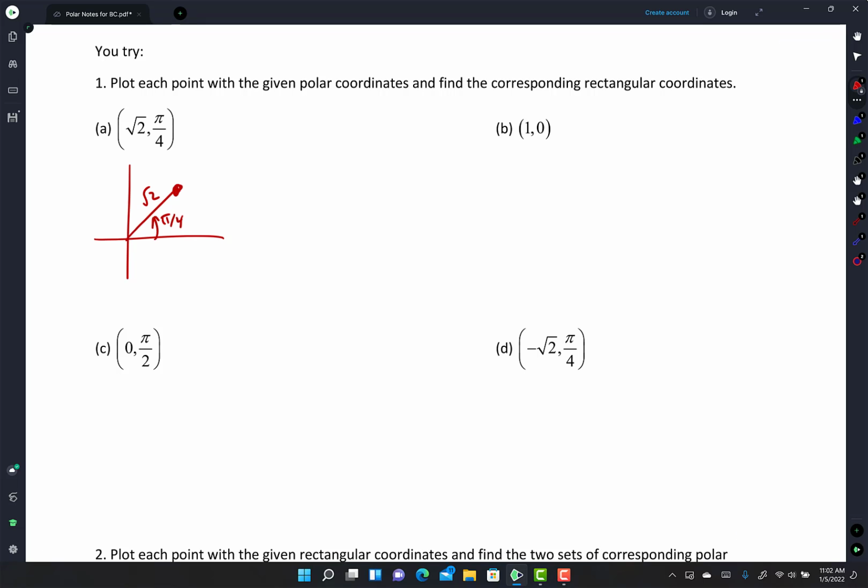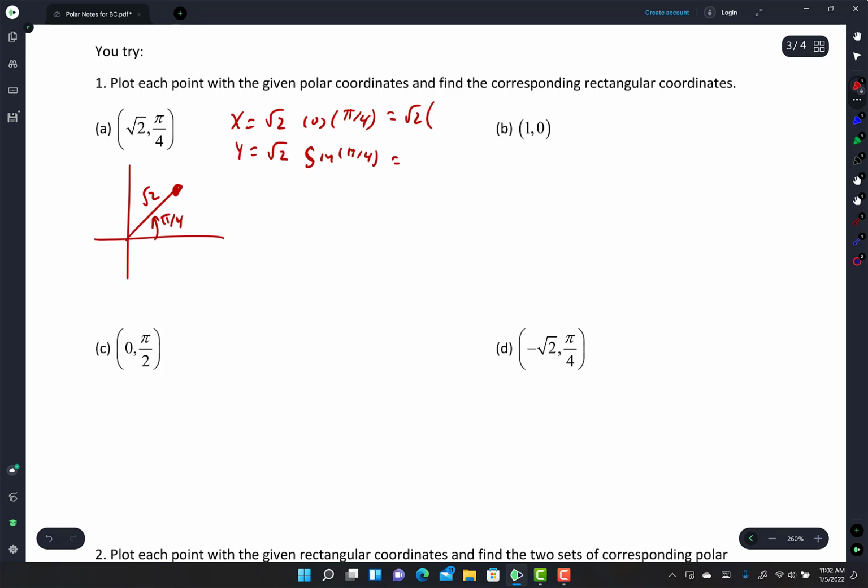So let's see, my x value is square root of 2 cosine of pi over 4. And my y value is square root of 2 times sine of pi over 4. So they're both going to be the same thing. So square root of 2 times square root of 2 over 2. So it looks like it's 1, 1. You okay so far?